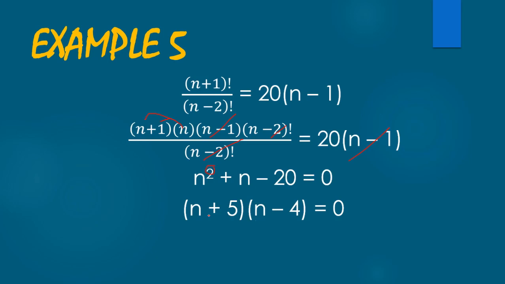And then we equate each factor to 0. So we'll have n plus 5 equals 0, and n minus 4 is equal to 0. And then find the values of n. So for n plus 5 equals 0, that becomes n equals negative 5. And n minus 4 equals 0 becomes n equals 4. So we only use positive 4 because we are looking for the number of objects or things, so it could never be a negative number.